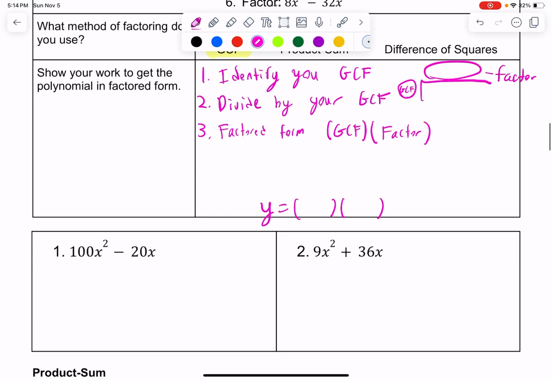Then you have 2 more extra practice problems that you guys need to practice on your own. Please ask for help if you need it.